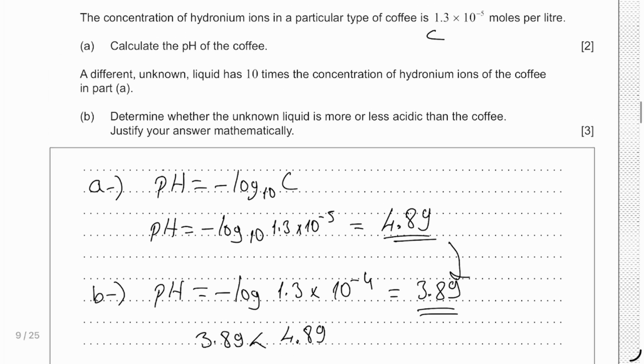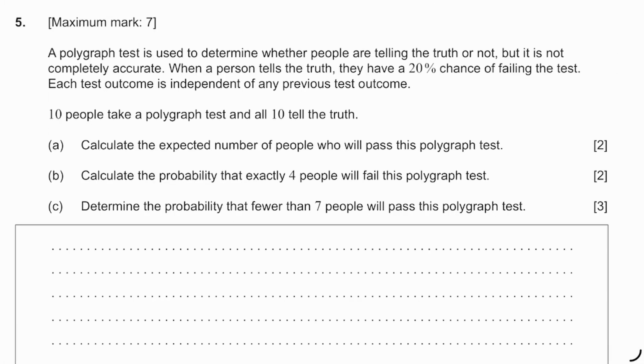And that's question number 4. Question number 5. A polygraph test is used to determine whether people are telling the truth or not, but it's not completely accurate. When a person tells the truth, they have a 20% chance of failing the test. So 20% fail and 80% pass.